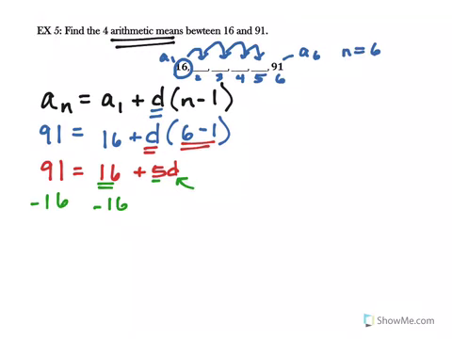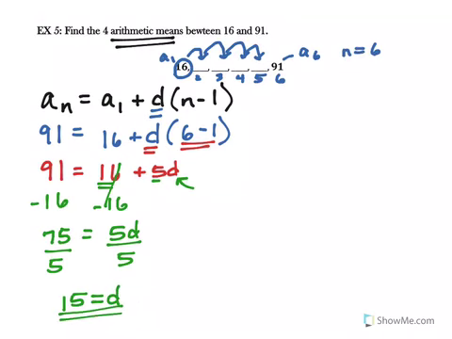91 minus 16 gives us 75, leaving us with 5d. And now, because we're multiplying d by 5, we're going to divide both sides by 5. And we get that the common difference is equal to 15. So then, to finish, we would just apply that common difference here each time. So we would apply that.